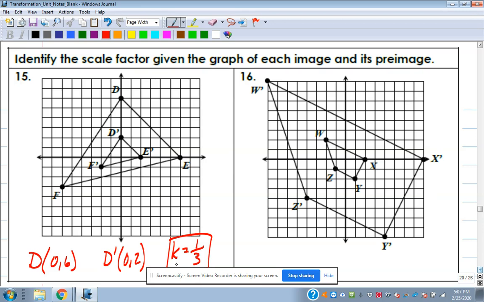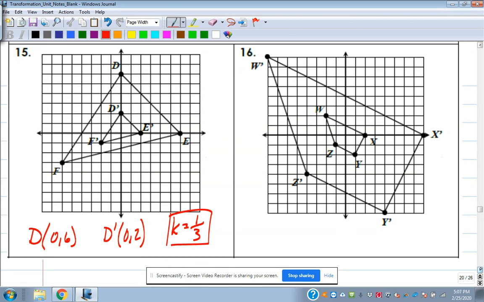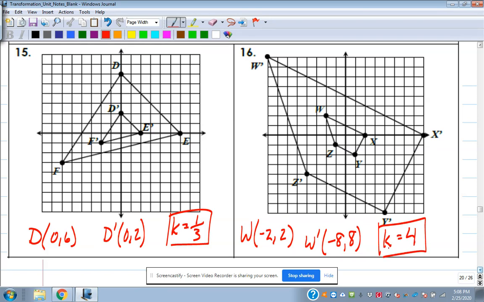What about number 16? Same idea, just a different type of problem. W is fine. So the ordered pair for W would be -2, 2, and W prime -8, 8. So how did we get from the pre-image to the image? Yeah, we quadrupled everything, multiplied by 4 to get there. Again, you're going from pre-image to image.